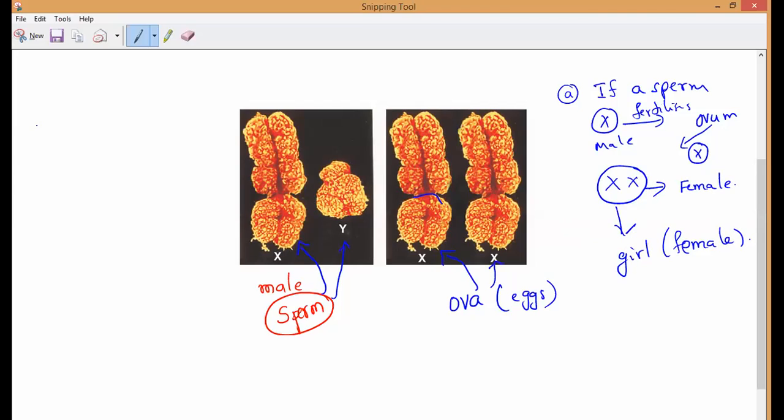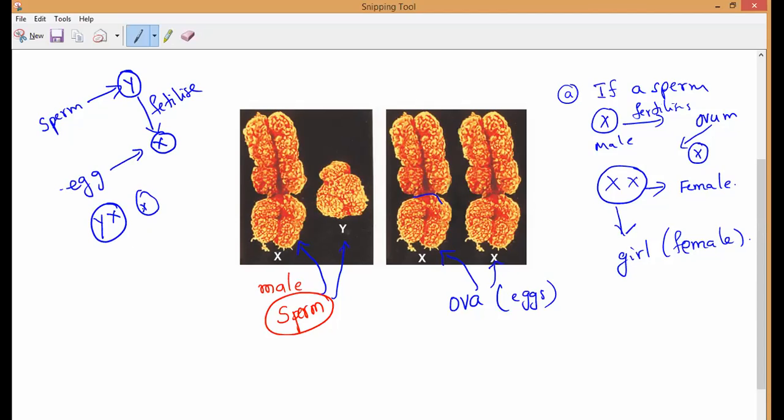Now, if a sperm is carrying which chromosome? If a sperm carrying Y chromosome fertilizes an egg or ovum, the egg contains X chromosome always. Then what is going to come? A boy is going to get YX, or we can say XY set of chromosomes. So this XY or YX, what do we call it? We call it a boy baby.